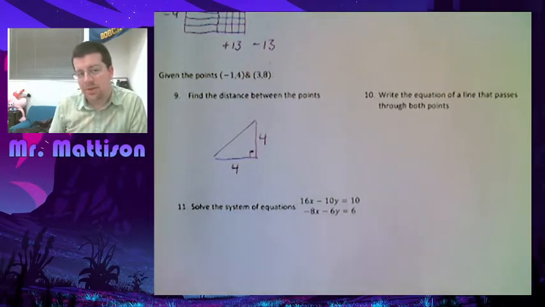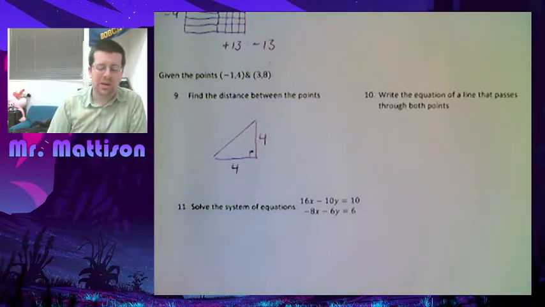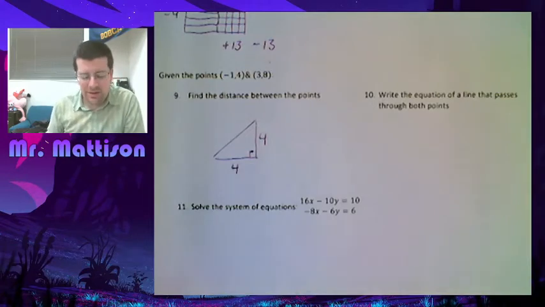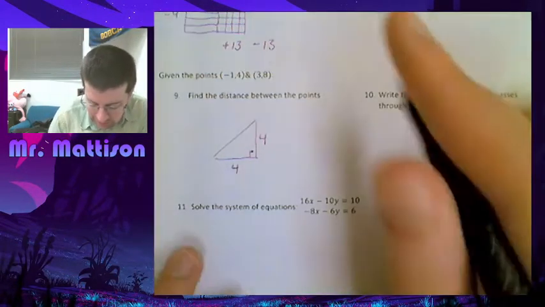It is also a 45, 45, 90. So if you know those rules, you can shortcut and say, well, then the answer is 4 rad 2. But we're going to do Pythagorean theorem just in case it's not that way in the future.